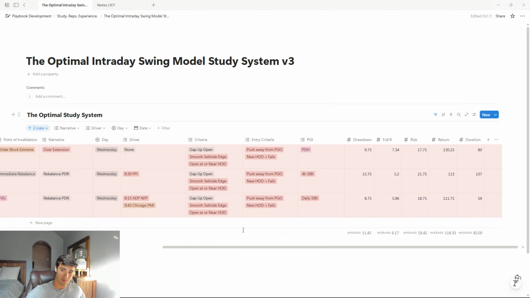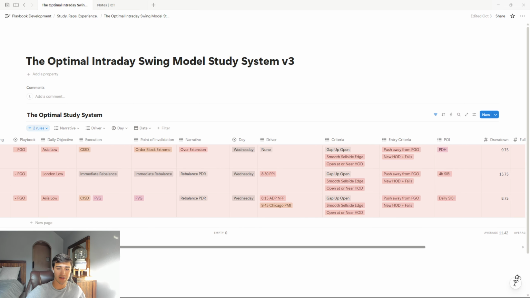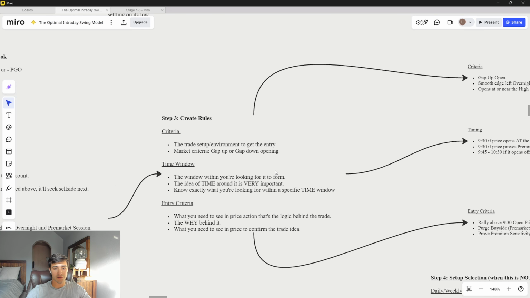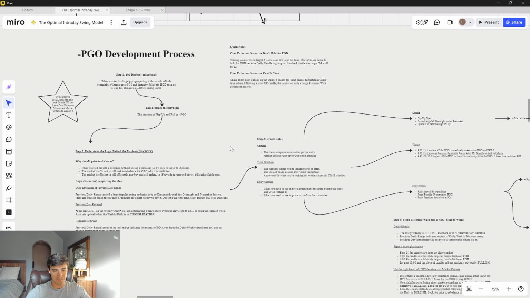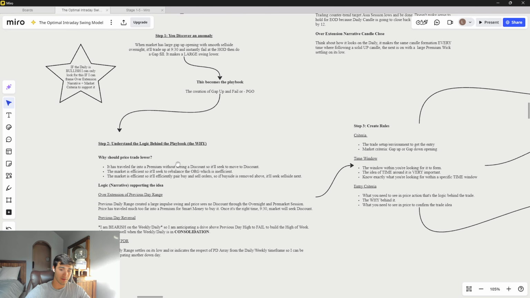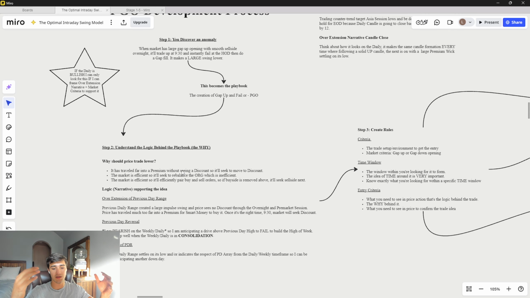Then, once you have defined this and done the work of defining this right here, that's when I would go ahead and get an idea of what is the narrative behind that move, meaning the higher time frame narrative. And this is really putting the logic behind the playbook. Now, this is thinking about the logic behind your playbooks.